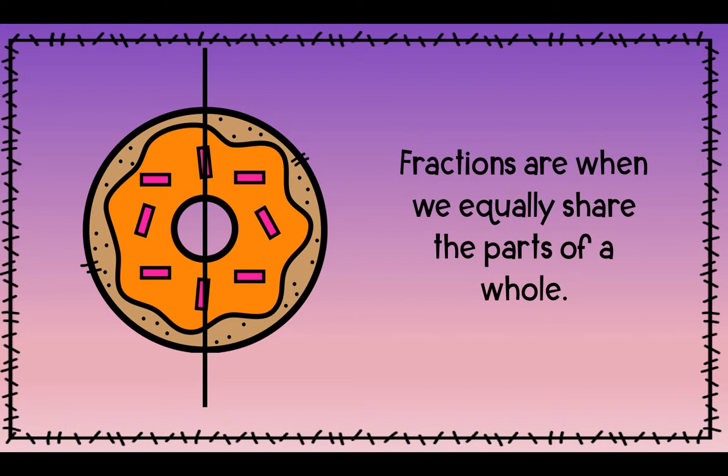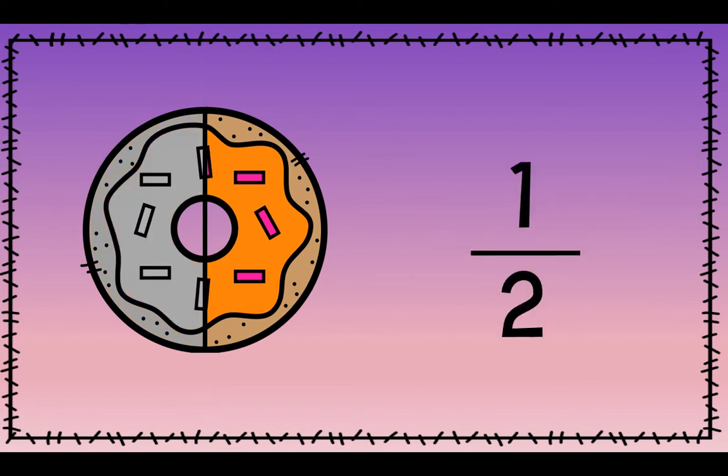So, like this donut. The donut is divided equally into two parts. It's important that both sides are the same size. Or in the case of a pizza, it's important that all the slices are the same size. You wouldn't want a tiny little piece while your little brother got a ginormous piece. That's not equal. With this donut, it's been split into half or two parts.